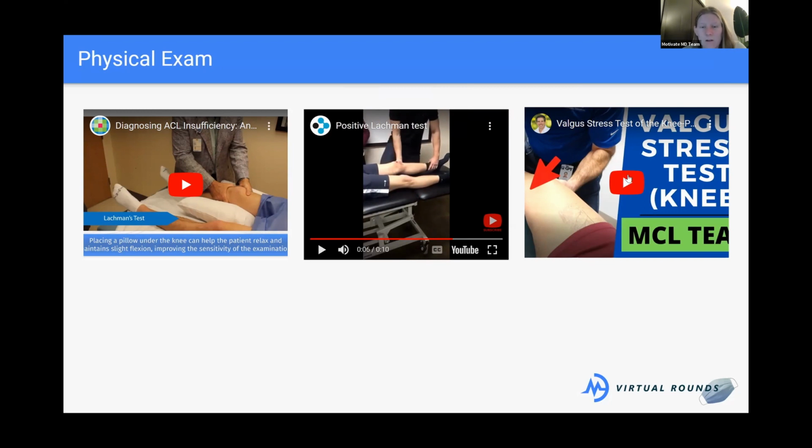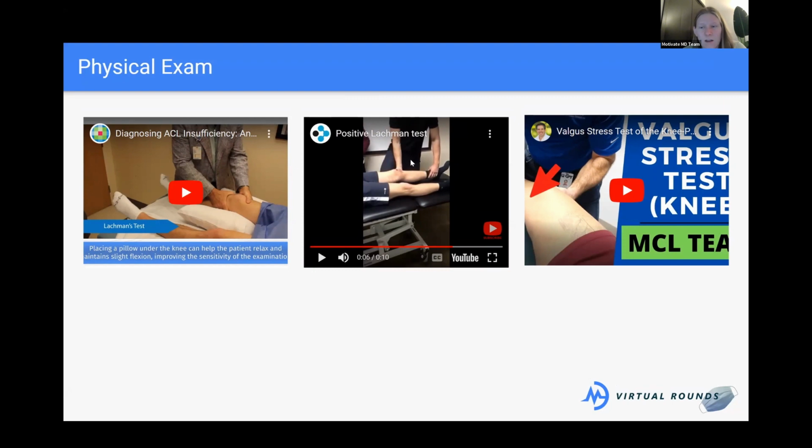And then the last one that I have a video for is the valgus stress test, and we'll watch that here. And this one is going to assess for either a medial meniscus or MCL injury.